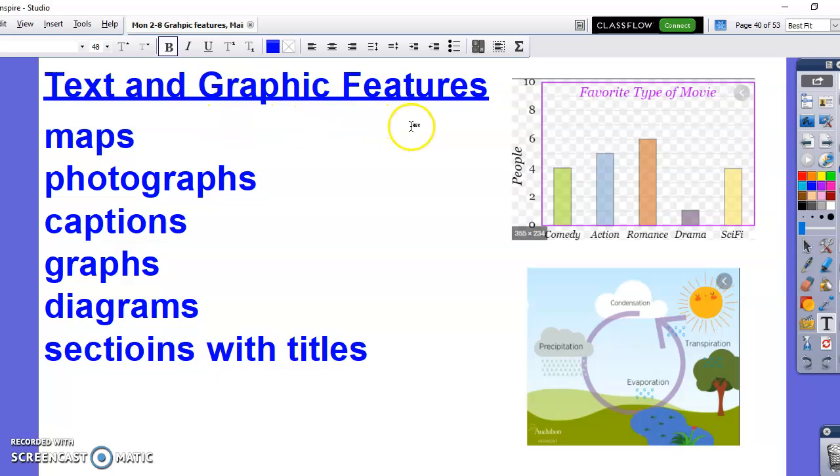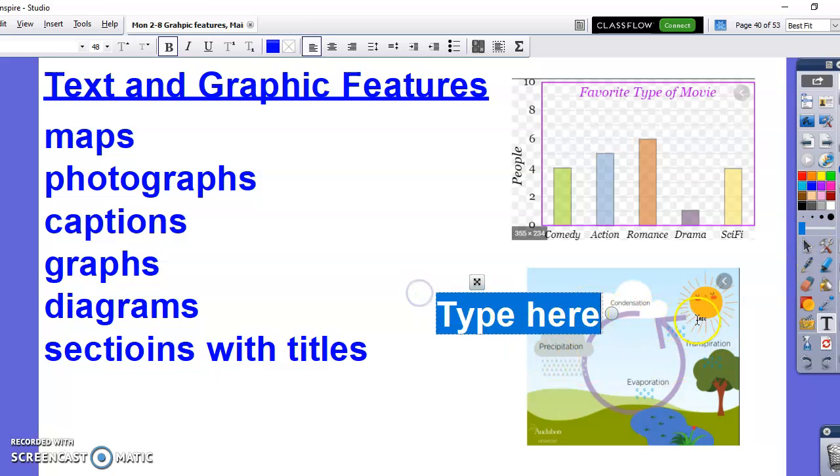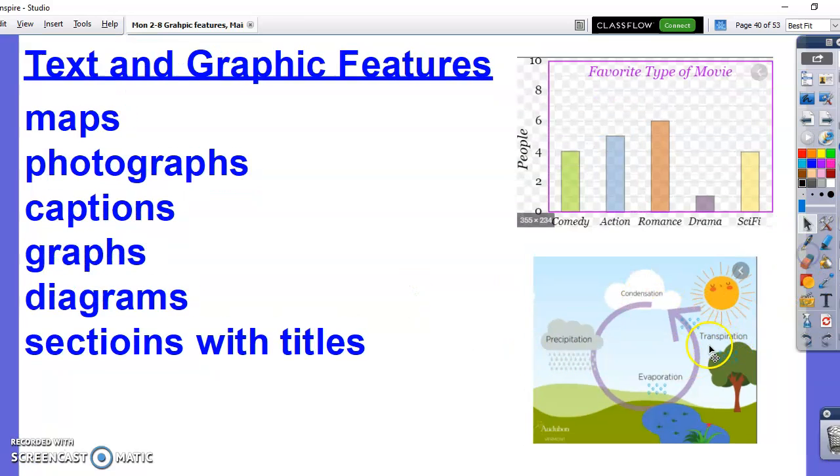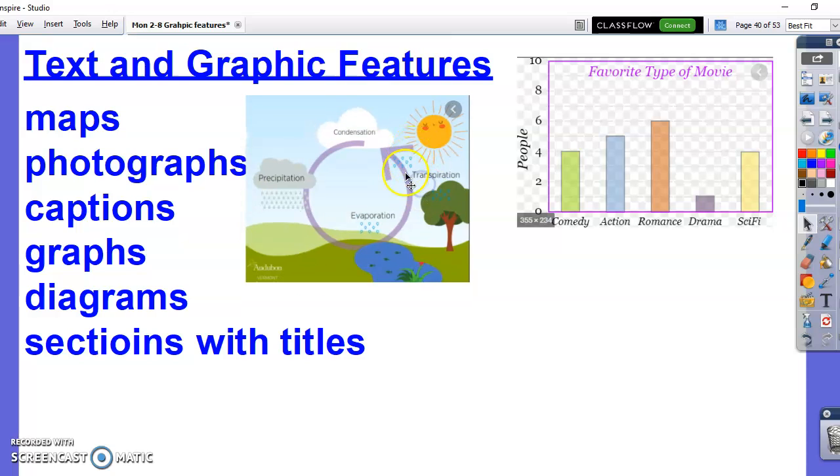Text and graphic features are maps, photographs with captions, graphs, diagrams, and the sections that the text is broken into with the titles. This is an example of a graph, like a bar graph. We'd talk about this in math. This is showing your favorite type of movies. And then this is an example of a diagram. This diagram is showing the water cycle. Just remember that a diagram, basically you have a picture and then you have words that label things.